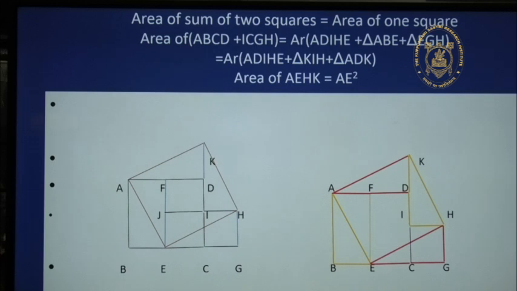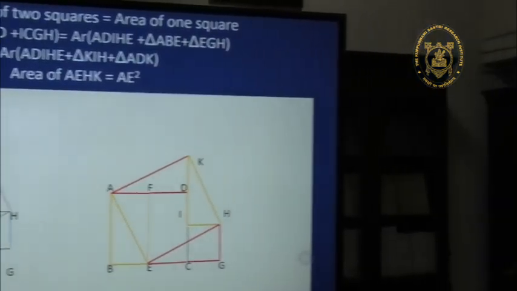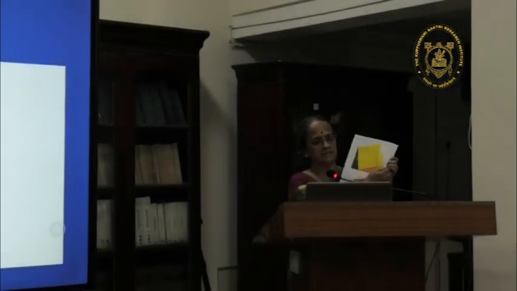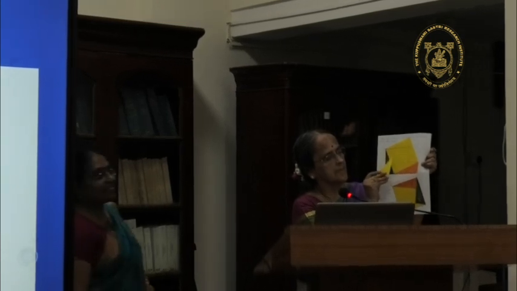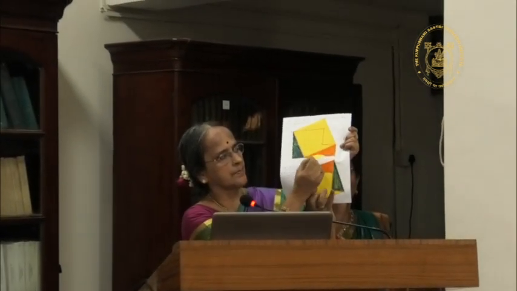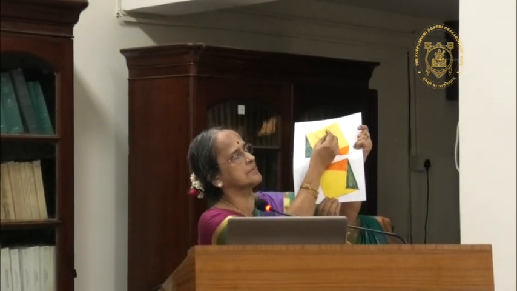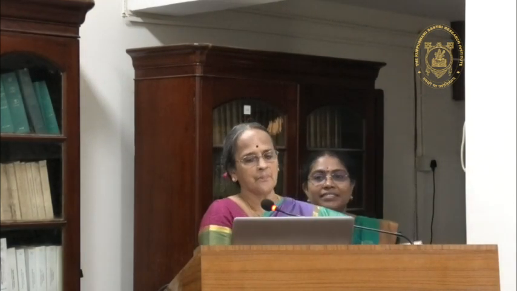And for beginner students, you can show it like this. You can construct it, and you can see this triangle is congruent to this triangle. You can see this is congruent to this triangle. Similarly, this also, because in each one the hypotenuse and one side are equal. So automatically the sum of two squares becomes the constructed square.